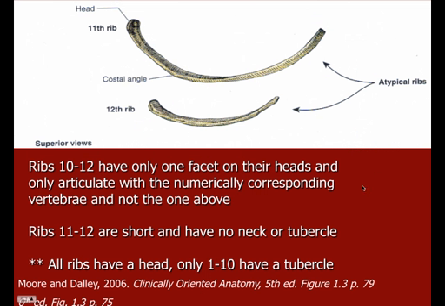Okay, ribs 10 through 12 have only one facet on their heads and only articulate with the numerically corresponding vertebrae and not the one above. Okay, so ribs 11 and 12 are short and have no neck or tubercle. Right, here is 11 and 12. 11 is quite a bit longer than 12, so remember that when you go to palpate, because 11 is going to be much farther anterior than 12 is. All ribs have a head, only 1 through 10 have a tubercle.